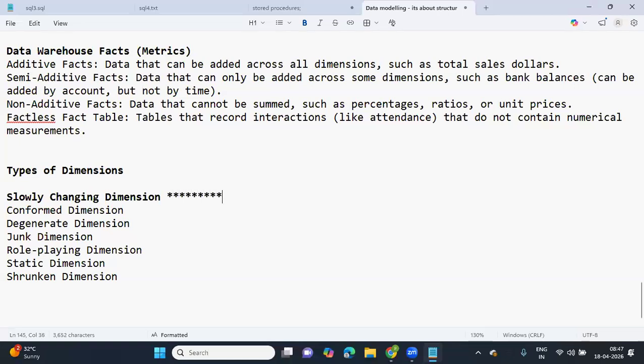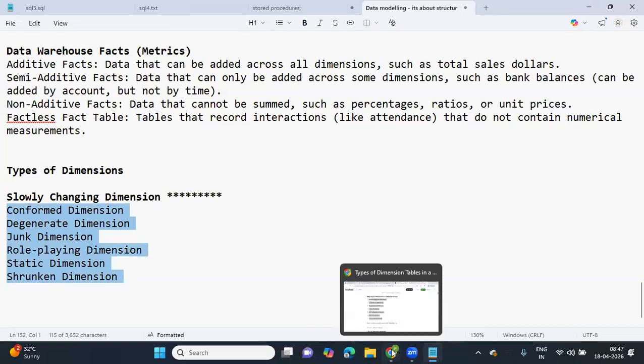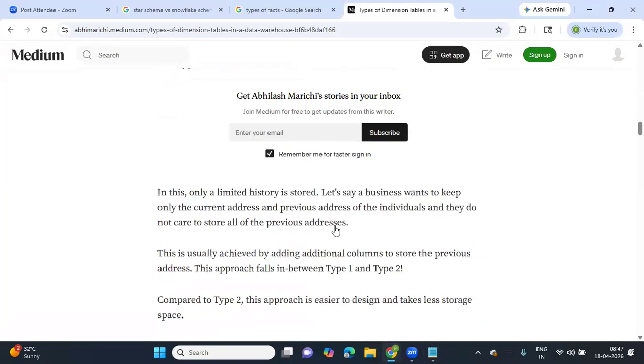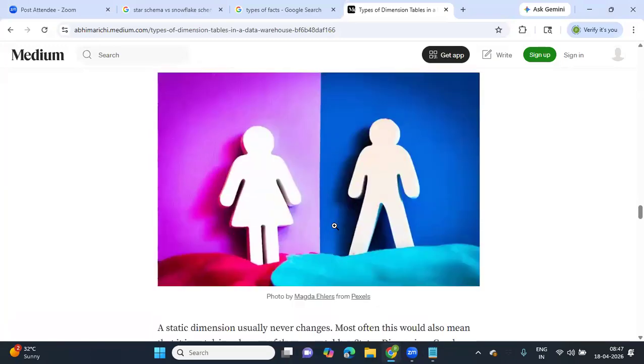Let's make it stars. Okay. So first we'll see the other things. Later we'll come to the slowly changing dimension because that's a time-taking concept. Let's talk about slowly changing dimension later.